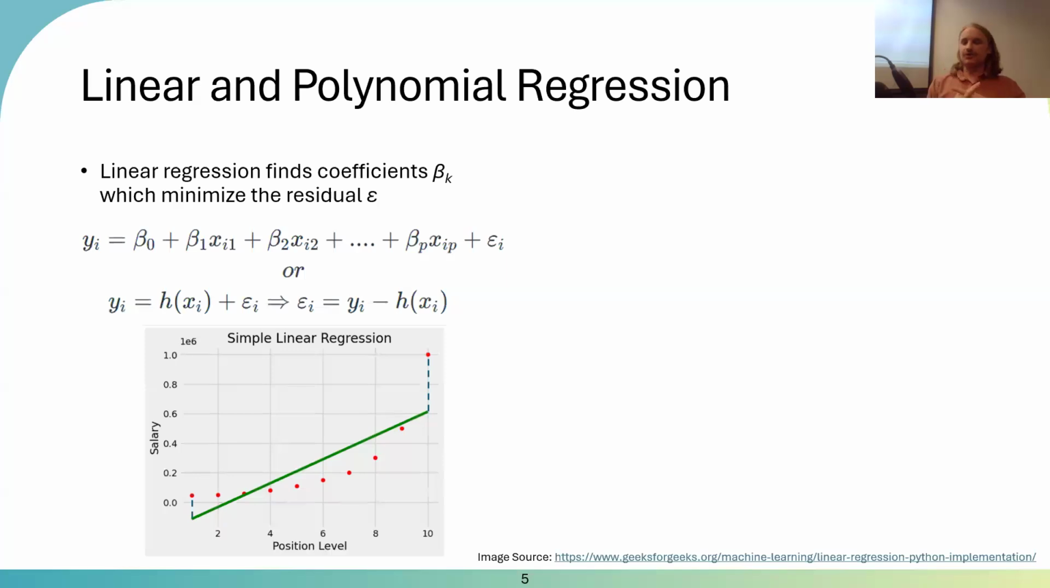So the idea behind linear regression is that we're seeking these linear coefficients beta sub k, which are going to minimize our residual, which is given by epsilon in this equation that's shown here.